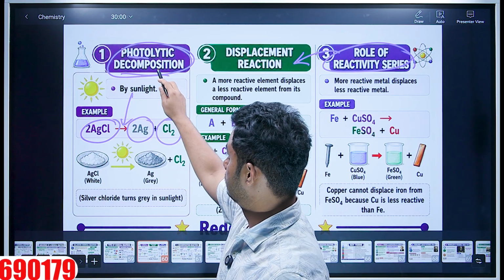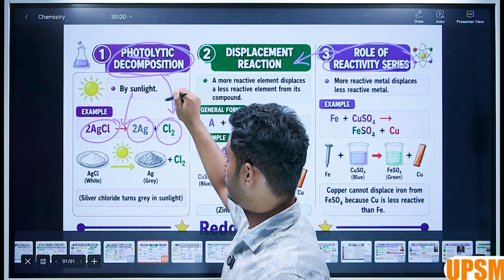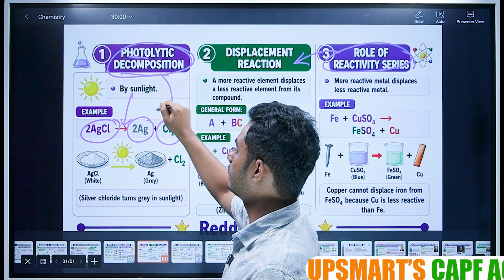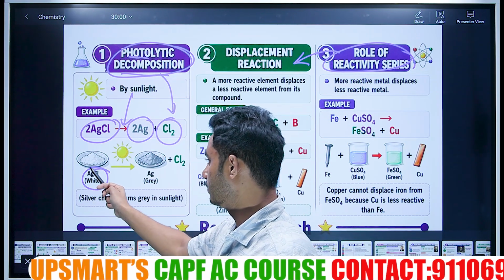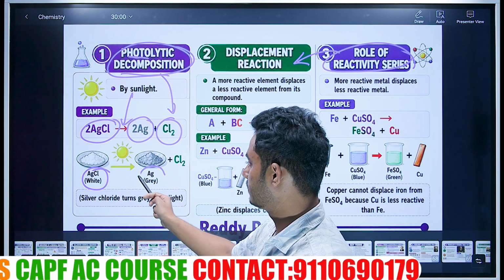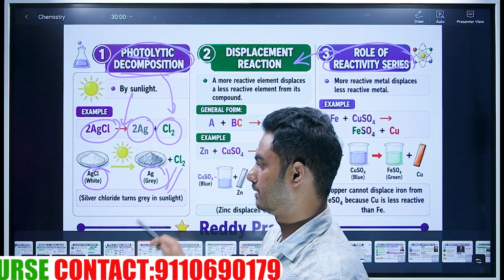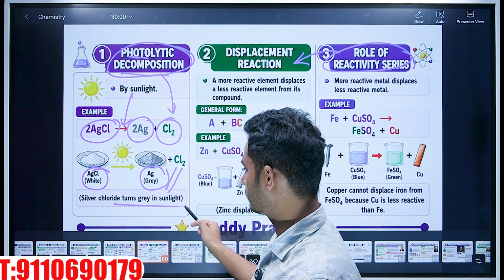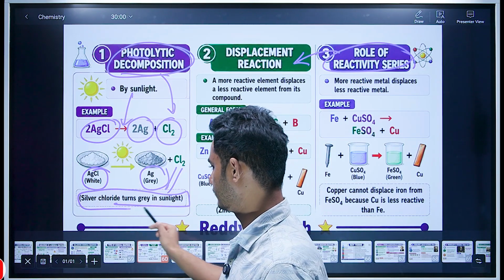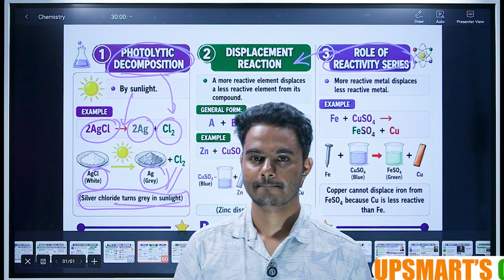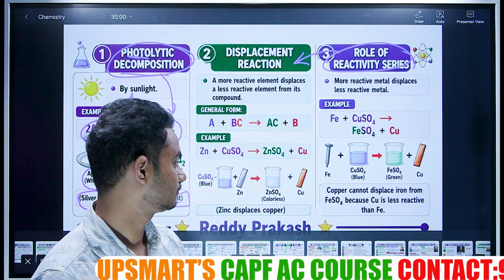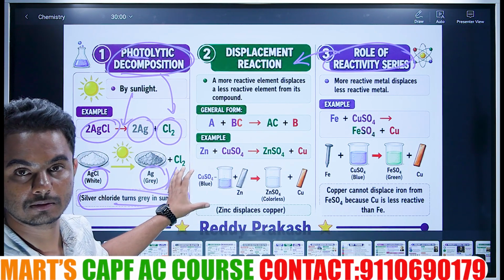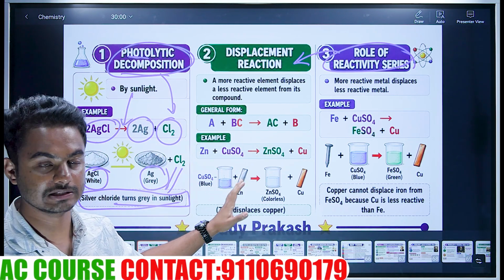This is an example of decomposition, especially photolytic decomposition. Silver chloride is usually white in color. When the reaction takes place, silver will separate, and that will become grey in color. Silver chloride turns grey in sunlight. Okay, understood? This is silver chloride. Photolytic decomposition, easy with this.